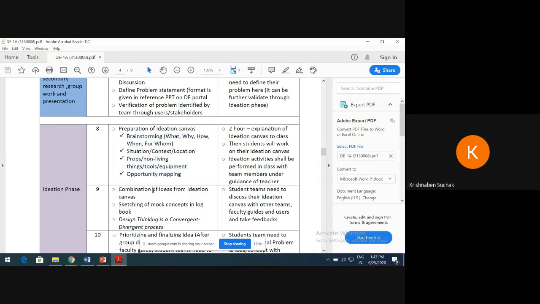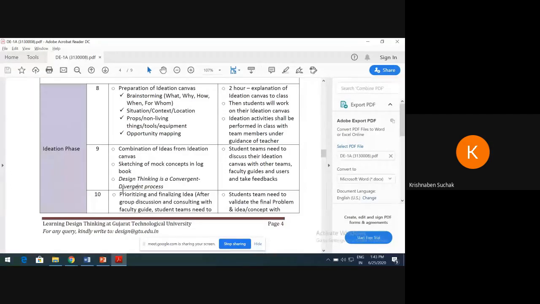Other than that, there is a combination of ideas from the ideation canvas. So the next one is that you will be having some combination ideas from ideation canvases, and then you need to mention them in that notebook and do design thinking on that.